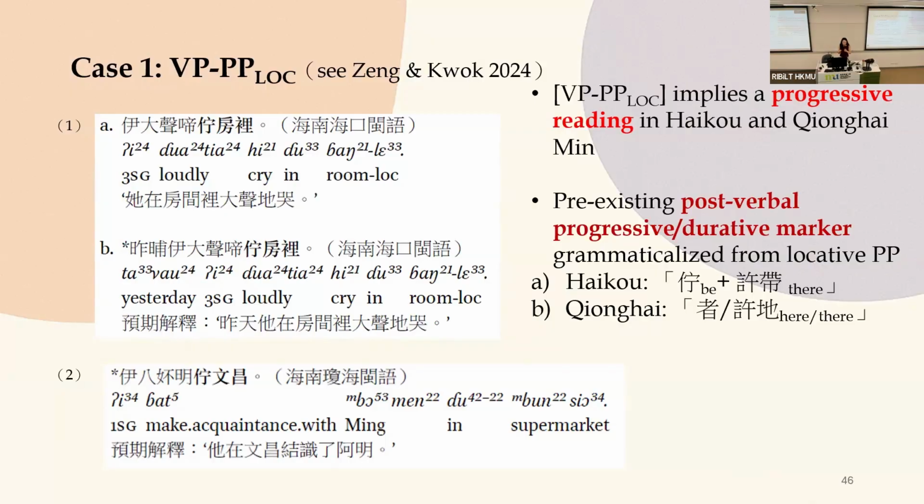And with even finer examination, we realize that there is actually a pre-existing postverbal progressive or durative marker in Hainan Min that is grammaticalized from a locative PP. So in Haikou, you can place "do there", "be there" at the end of, or after, the VP to indicate that it is a durative or progressive action. And for Qionghai, you have something similar, "here" or "there", which you place after the VP to indicate a durative or progressive aspect.